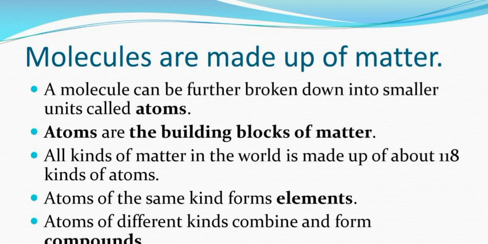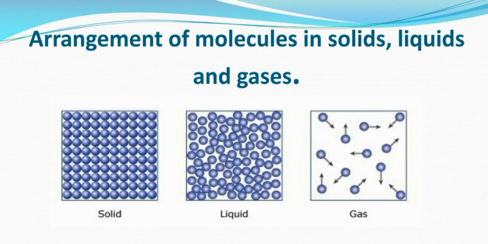Atoms of the same kind form elements, and atoms of different kinds combine together and form compounds. About elements and compounds you will learn in the next classes. So now we will see how the molecules are arranged in solids, liquids, and gases.